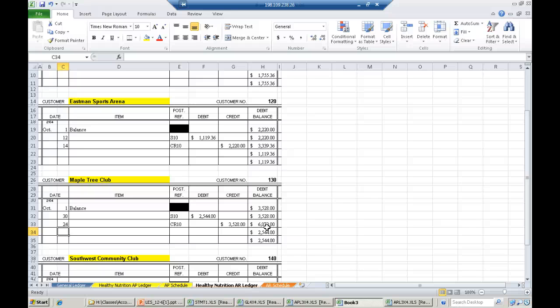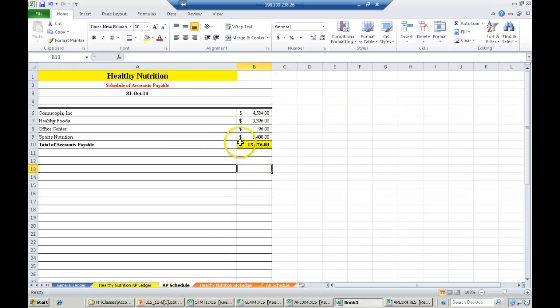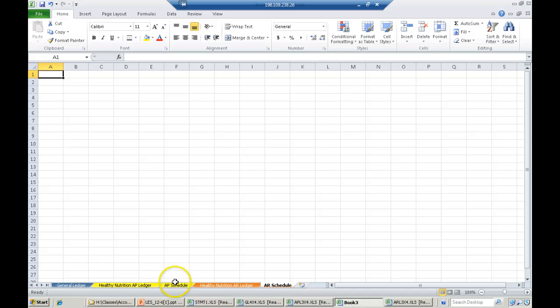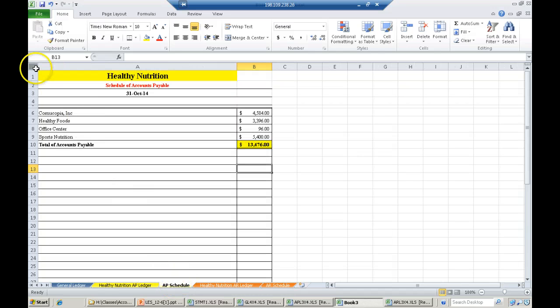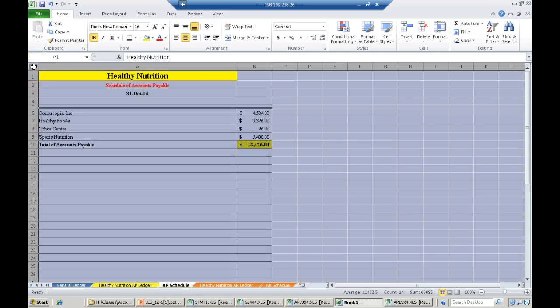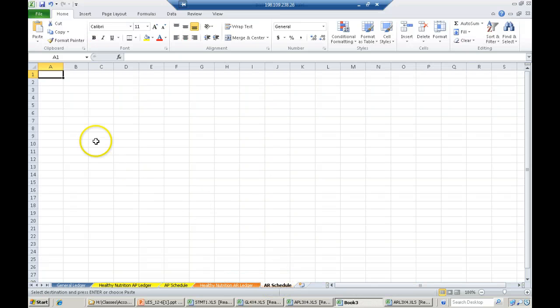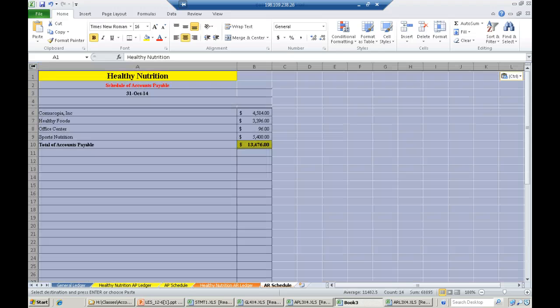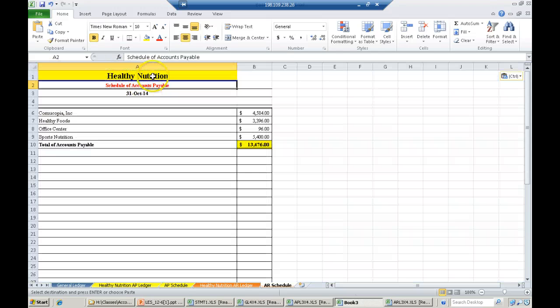Let's take a look at 12-4. Now we've created the accounts payable schedule. We're now going to create the accounts receivable schedule. To make this easy, go to accounts payable schedule, hit this button, Control C. Let's go to our accounts receivable schedule, hit Control V. Now we just need to change the names. Same date. We just need to change the names of our customers here.